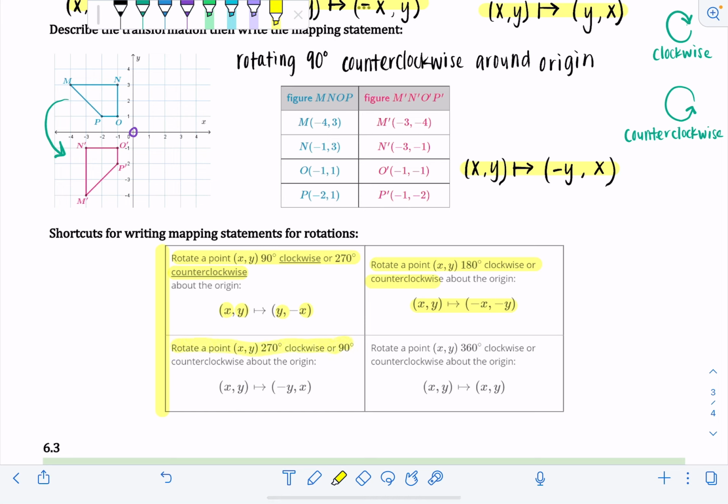We already talked about the lower left. That's the example that we just did. And then the lower right, rotate a point 360 degrees clockwise or counterclockwise. So that's one full rotation. So it does not matter which direction you're going. If you go one full rotation, you're going to end up at the exact same spot. So XY would map to XY because it's the exact same spot.